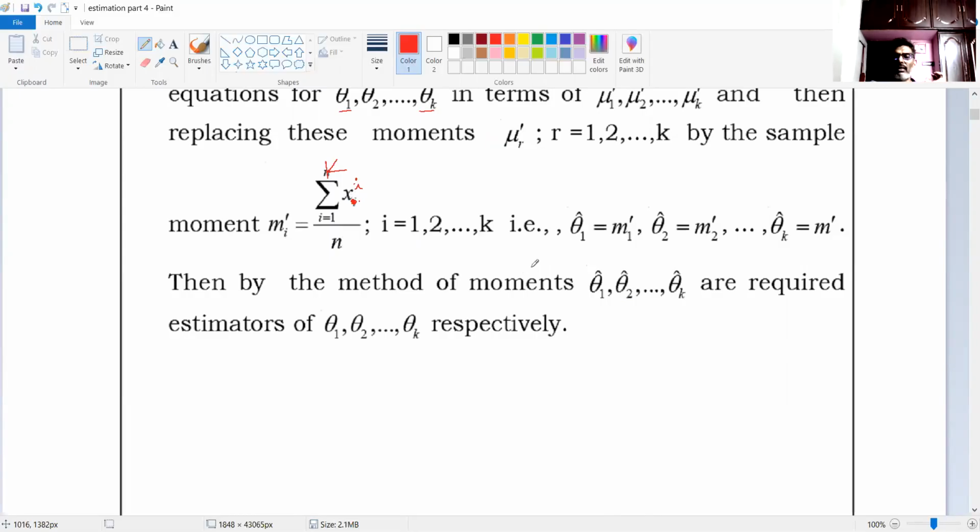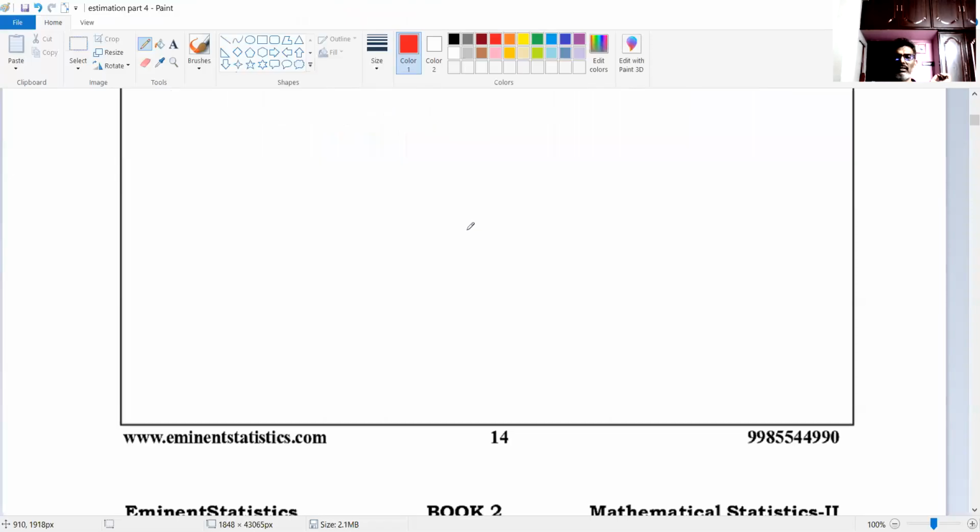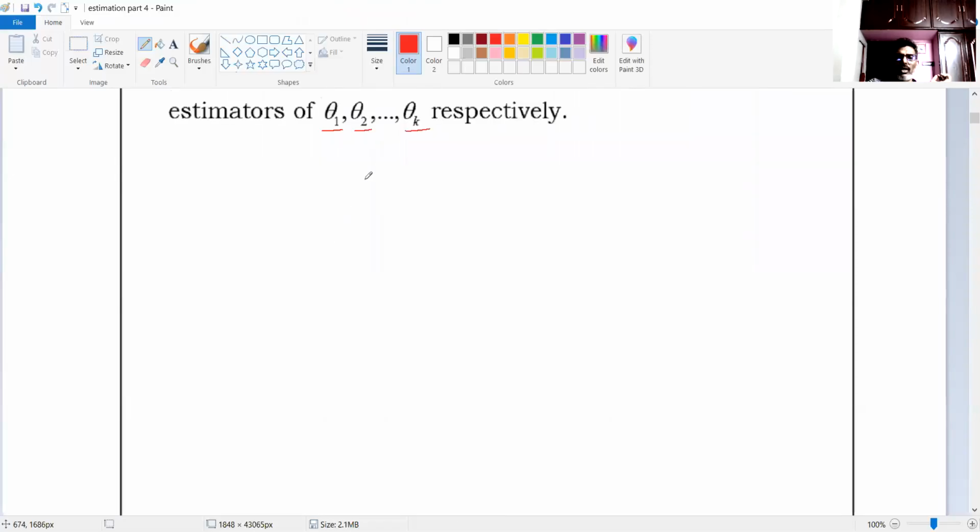That is, theta 1 cap is equal to m 1 dash, the first sample moment, theta 2 cap is equal to the second sample moment, and theta k cap is equal to the kth sample moment. Then by the method of moments, theta 1 cap, theta 2 cap, ..., theta k cap are the required estimators of theta 1, theta 2, ..., theta k respectively. This is the original procedure. I am giving the simple concept here, the easiest way from the examination point of view.